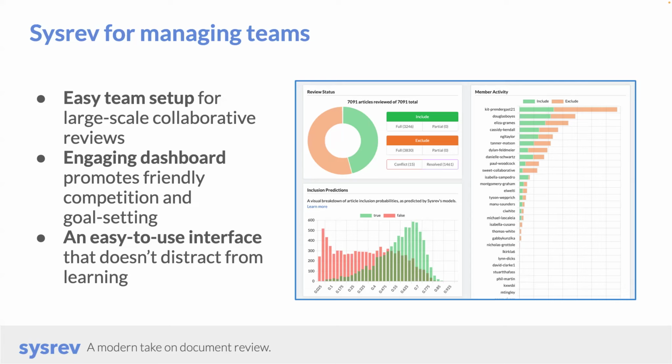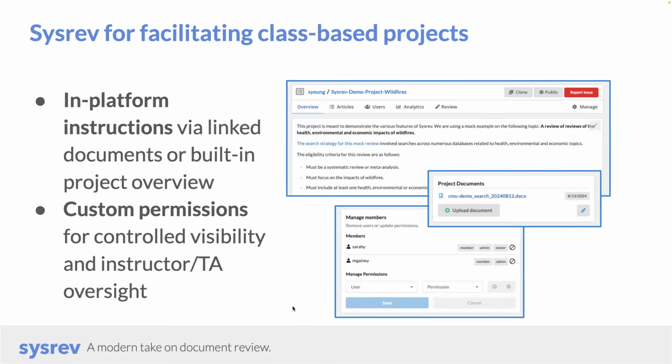Sysrev is great for managing teams. You can easily set up a large-scale collaborative review, adding as many collaborators as you need. There's an engaging dashboard where you can track progress and also maybe get students a little engaged with some friendly competition and goal setting. And the interface really is quite easy to pick up, so it doesn't distract from the real learning at hand. There's also some neat functionality where you can provide in-platform instructions, class assignments, that sort of thing. We'll take a look at this.